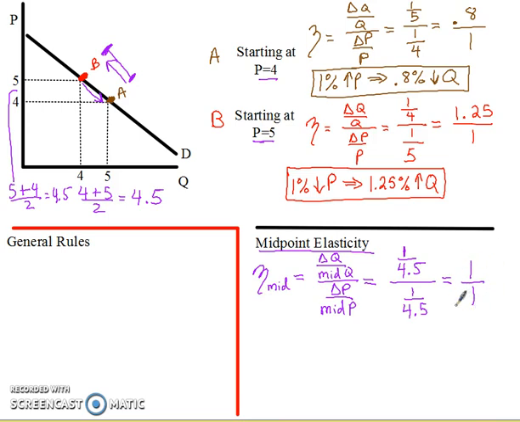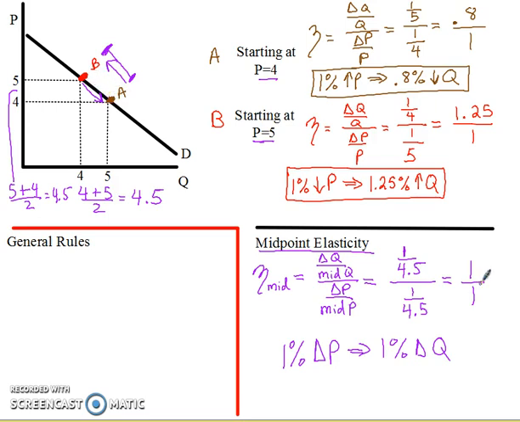Now, let's interpret this. That means a 1% change in the price, and we don't have direction because I don't know if I started at A or B, it doesn't matter, caused a 1% change in the quantity moving along here. So really this elasticity using midpoint elasticity is equal to 1.